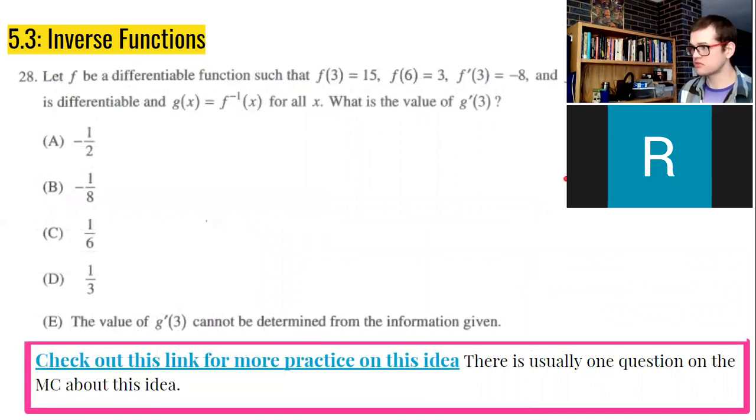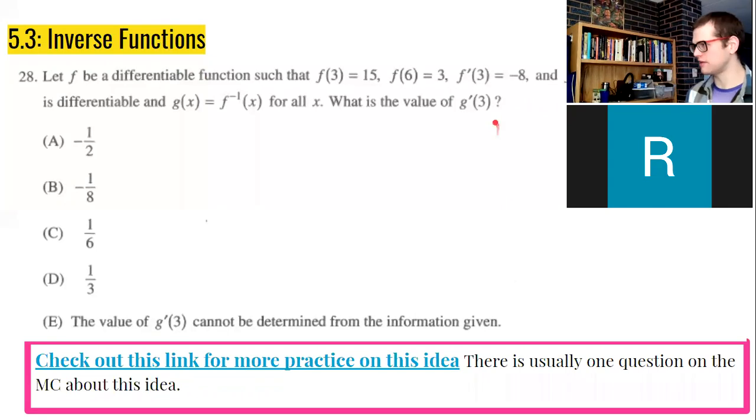So here's a sample AP question. Let f be a differentiable function such that f of 3 is 15, f of 6 is 3, f prime of 3 is -8, and f prime of 6 is -2. g is differentiable and is the inverse of f. So what's the value of g prime of 3? So we got a couple options. So let's take a look and see which one it could or should be.